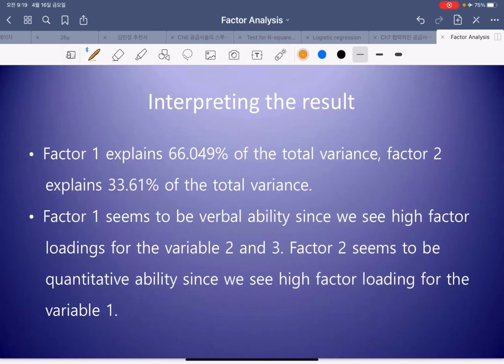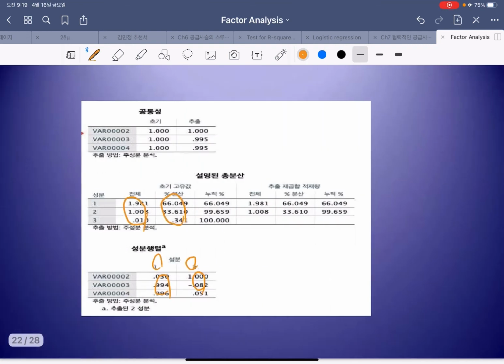So first thing, factor 1 explains 66% of the total variance, and factor 2 explains 33% of the total variance, right? Here, these are the percentage of variance explained by factors, right?